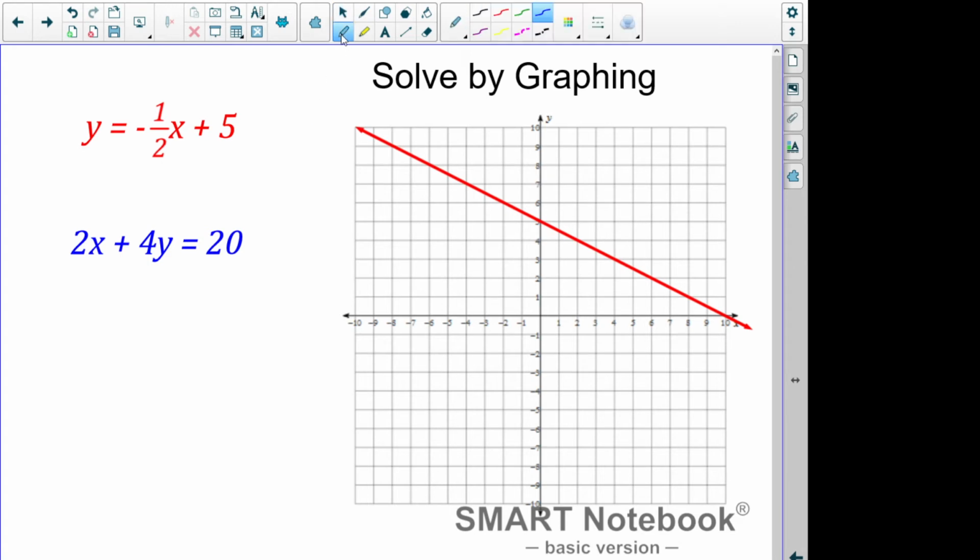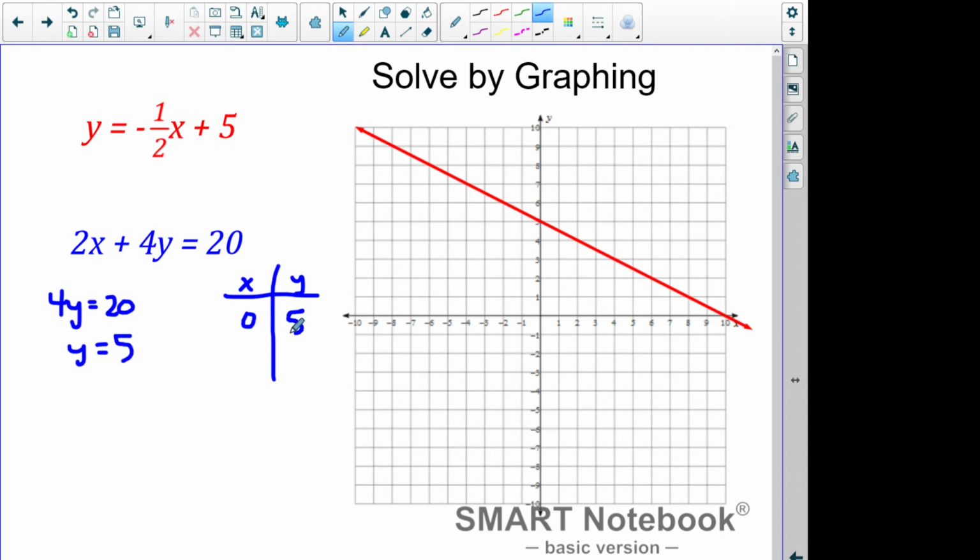And now I come back here to this blue line, and I'm going to try to graph this. And again, I could put it in slope-intercept form. I could move things around, but it's in standard form, and it looks like I can figure out a couple of points pretty easily here. So I'm going to put 0 in for x. If I put 0 in for x, I would have 4y equals 20, or y equals 5.